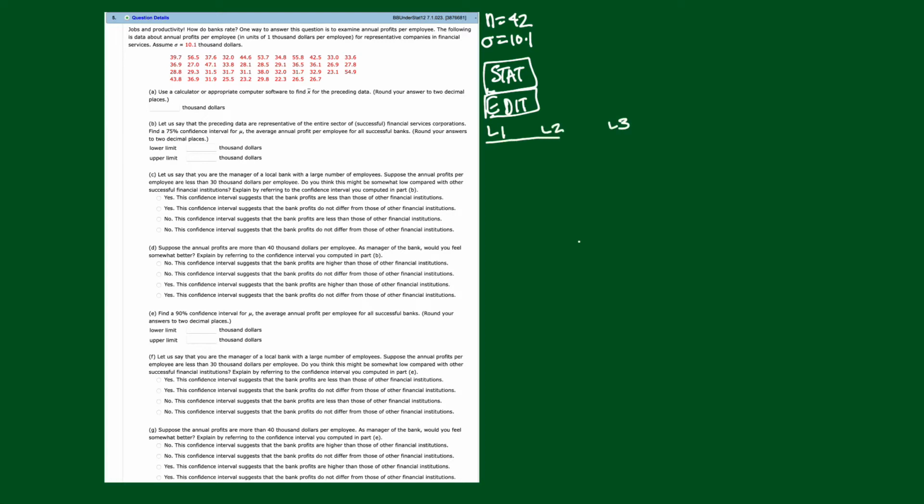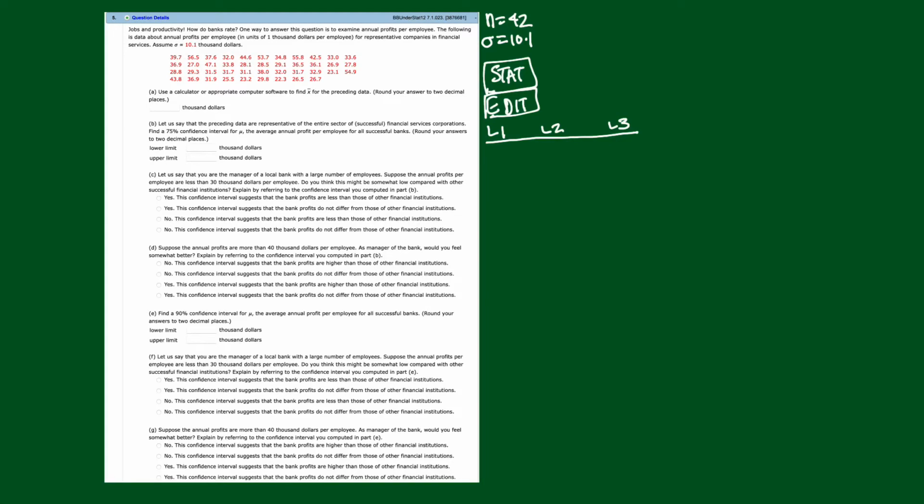I think we've seen this before. We just want list 1. So use your arrow keys to get your cursor over in list 1, and if you've got data in there already, use your up arrow key and put the cursor right on the L1 so the L1 is highlighted. Now when it's highlighted, press clear and enter. That will get rid of all the data in list 1. Now all that data is gone.